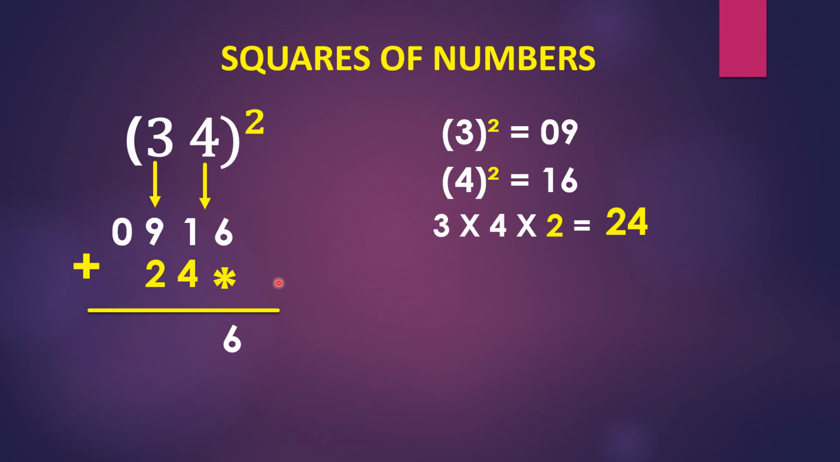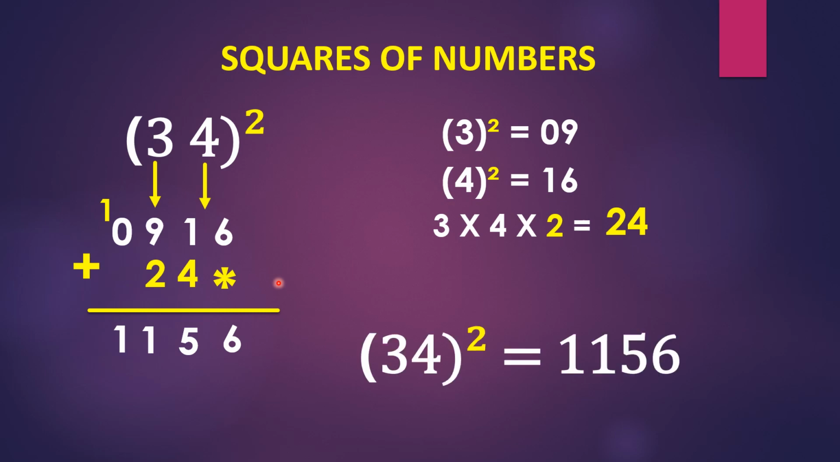Now you add this number, 6. 4 plus 1 is 5. 9 plus 2 is 11. So carry over. So we are getting 1156. So 34 square is 1156.